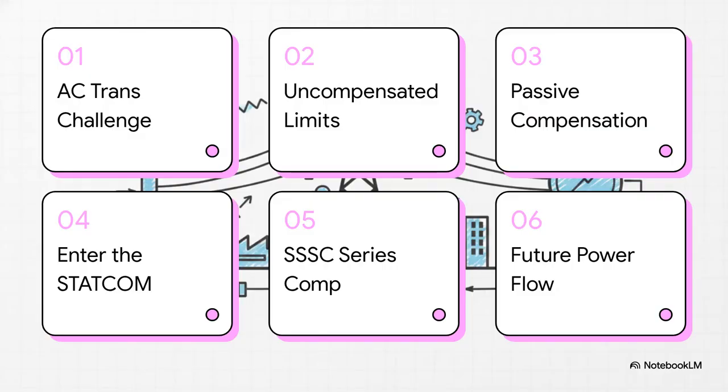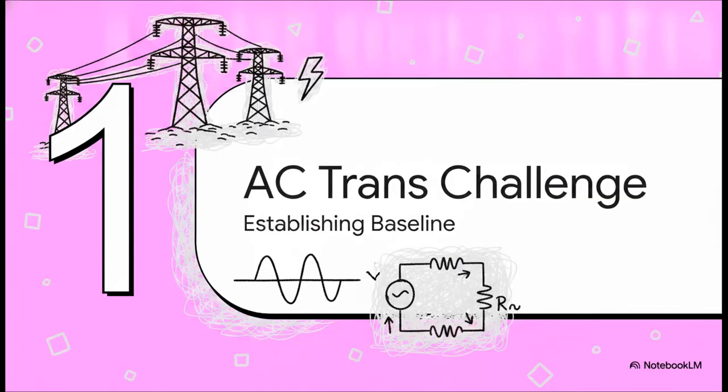All right, here is our roadmap for today. First, we'll cover the AC transmission challenge. Second, the limits of uncompensated lines. Third, fixing things with passive compensation. Fourth, enter the StatCom. Fifth, series compensation with the SSSC. And finally, number 6, the future of power flow. Okay, let's jump right into Section 1, the AC transmission challenge, and establishing our baseline.